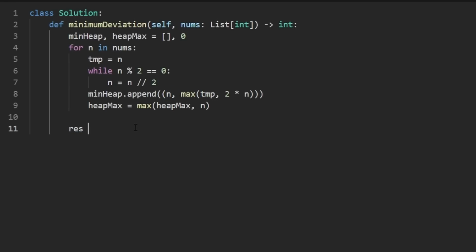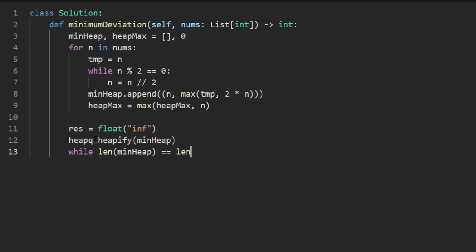So now let's initialize our result. I'm going to set it to a really big number because we're trying to minimize it. And then when we created this heap, we actually didn't make it a heap. It's just an array right now. So to turn it into a heap, we can say heapq.heapify, run that on the min heap. Now we're actually ready for our loop. Remember, we're not doing this while the min heap is non-empty. We're doing this while the min heap is the same length as the input array nums. And then we're going to pop from it.